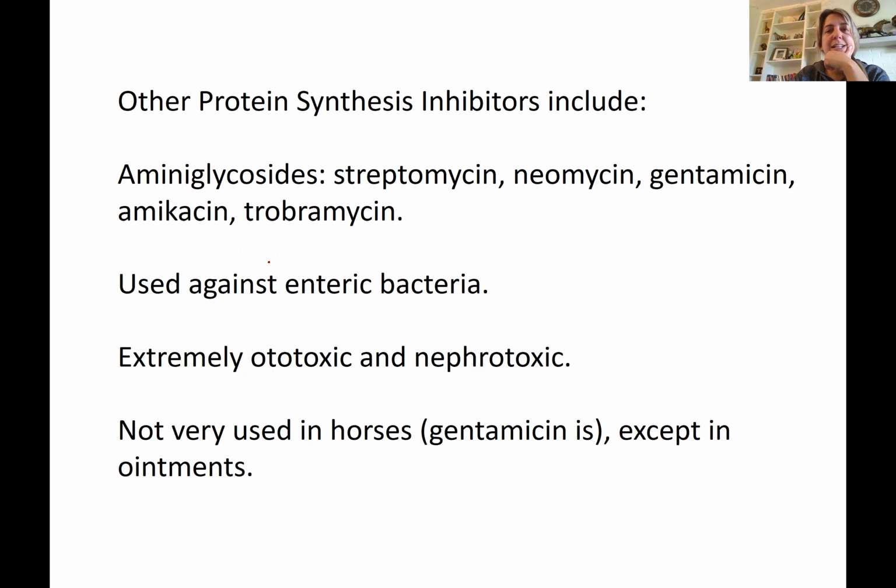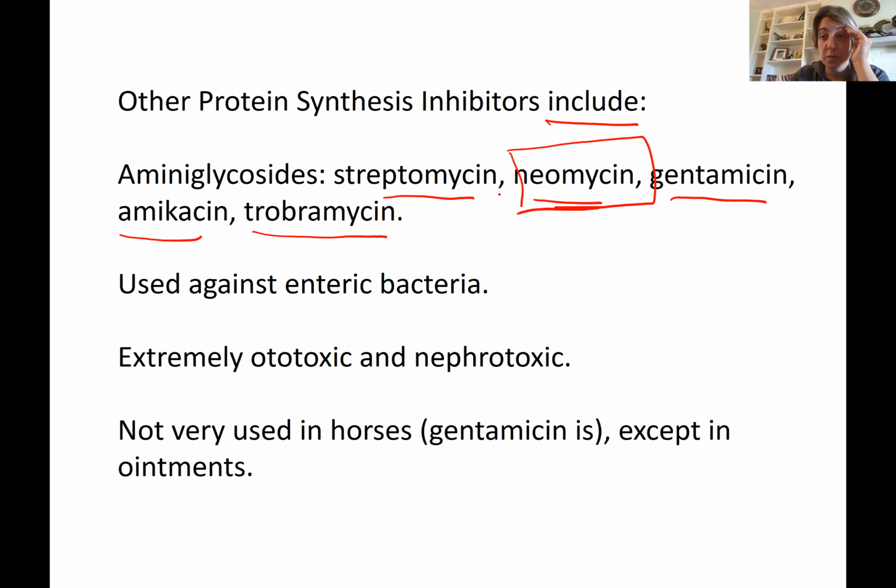Other protein synthesis inhibitors are going to include aminoglycosides, and they're going to be streptomycin, neomycin, gentamicin, amikacin, tobramycin, okay? So if you guys remember, neomycin is part of Neopolybac, okay? So it's part of the triple antibiotic ointment.